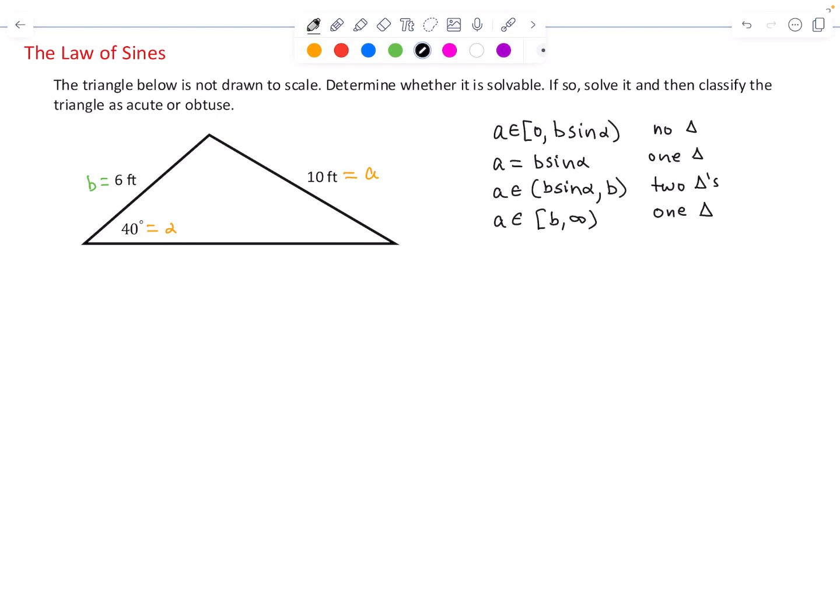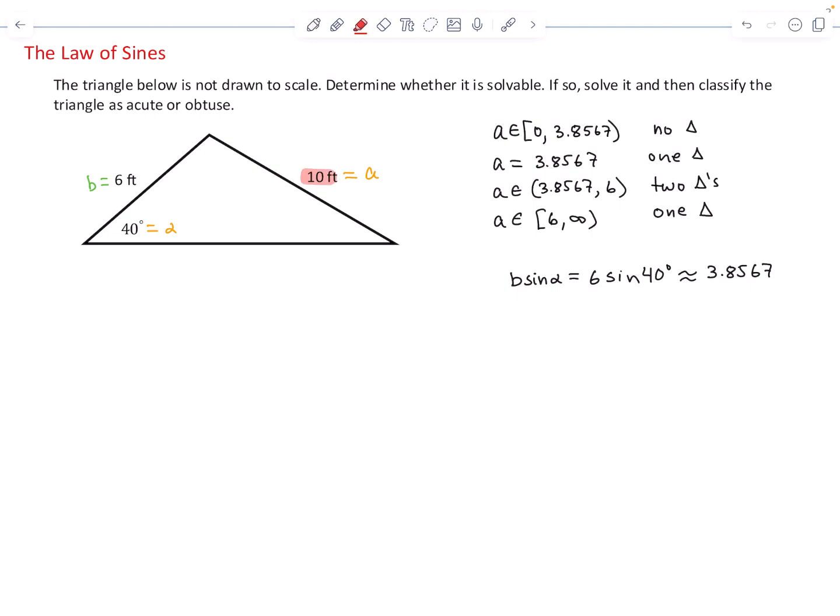First thing I want to do is find this crucial cutoff value. So B times sine alpha will be equal to 6 times the sine of 40 degrees, which is about 3.8567. I'll go a little more precise with this. So I could now completely adapt my windows here to this problem. I can adjust my cases to this. And now we simply have to ask ourselves, which case does 10 feet belong in? And that would be our bottom case, telling us there will be a triangle and only one possible answer here.